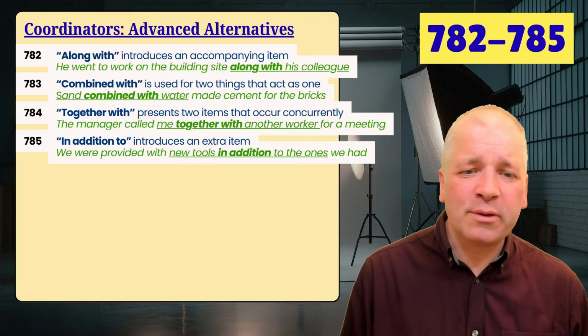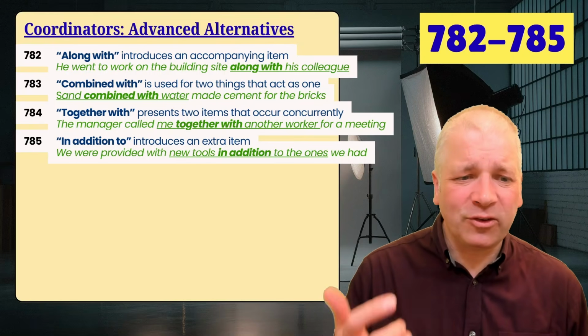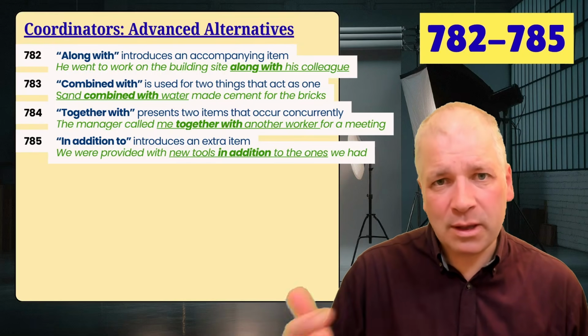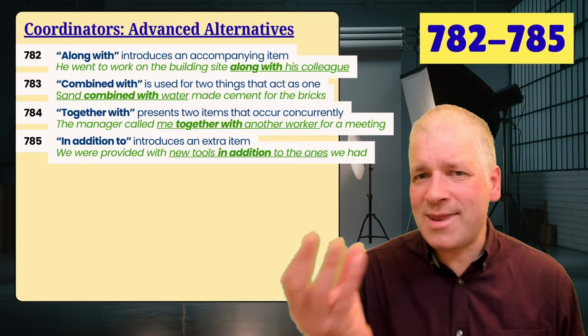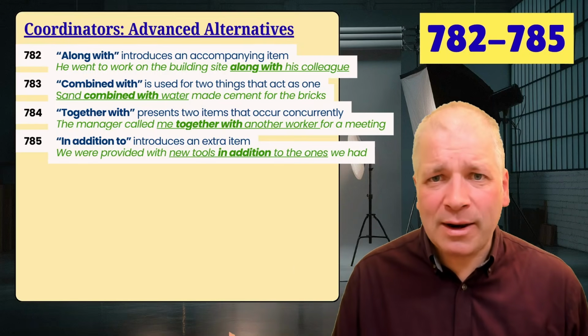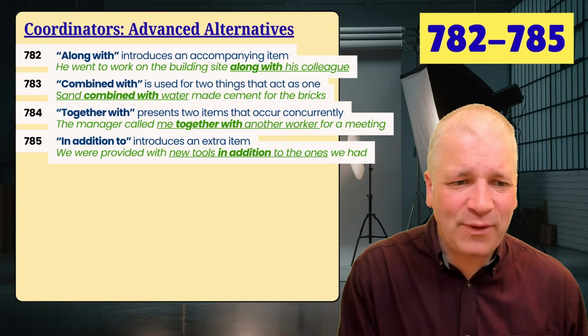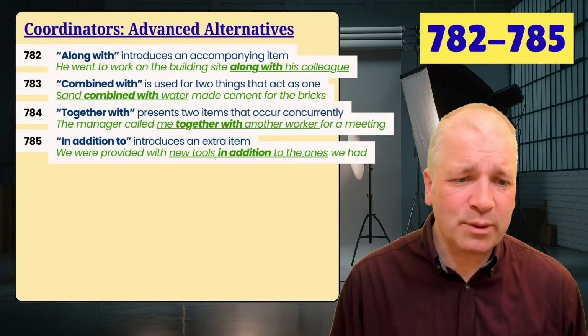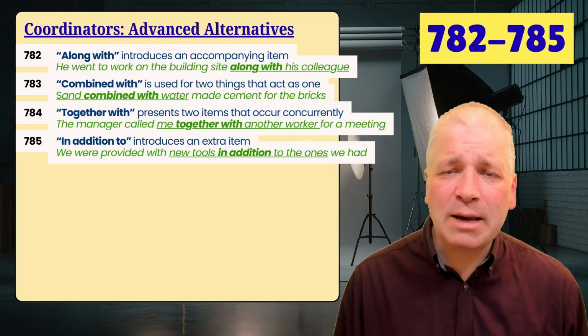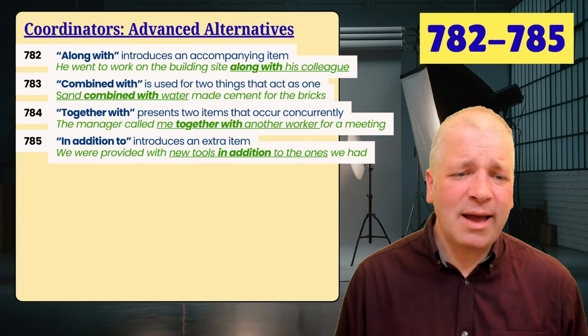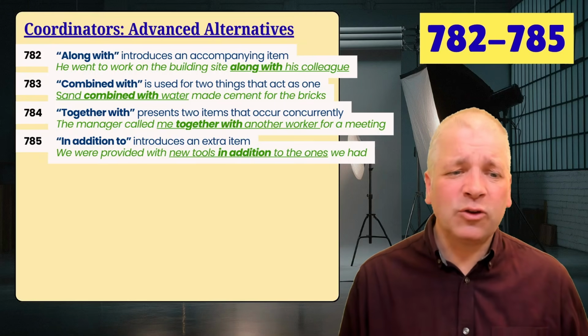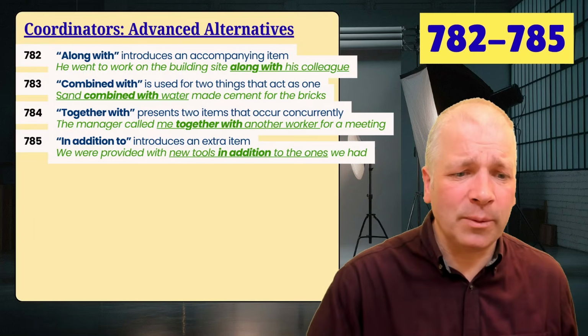Along with introduces an accompanying item. He went to work on the building site along with his colleague. Notice it's introducing a noun here rather than a clause, but it has a similar effect. Combined with: sand combined with water made cement for the bricks. So sand, it's not just sand and water, we're talking about two things that act as one.